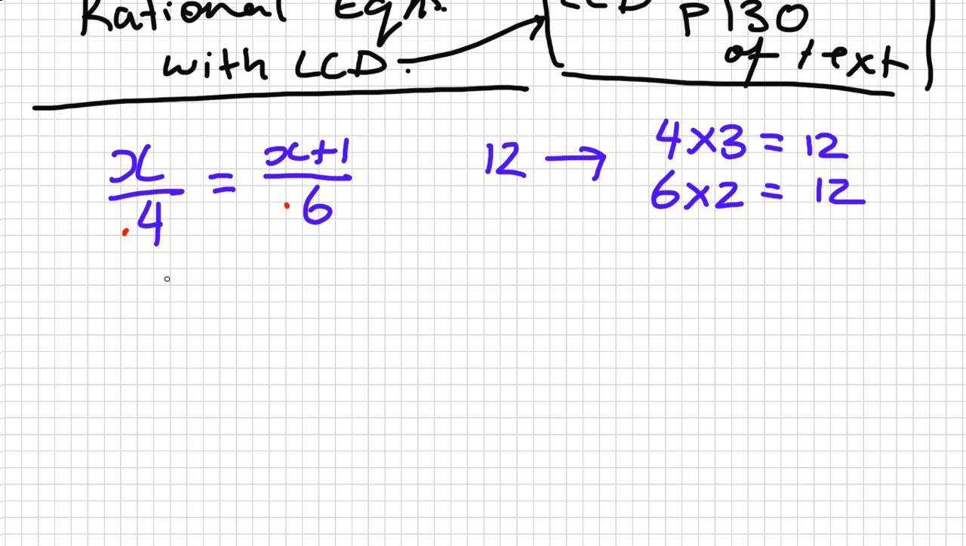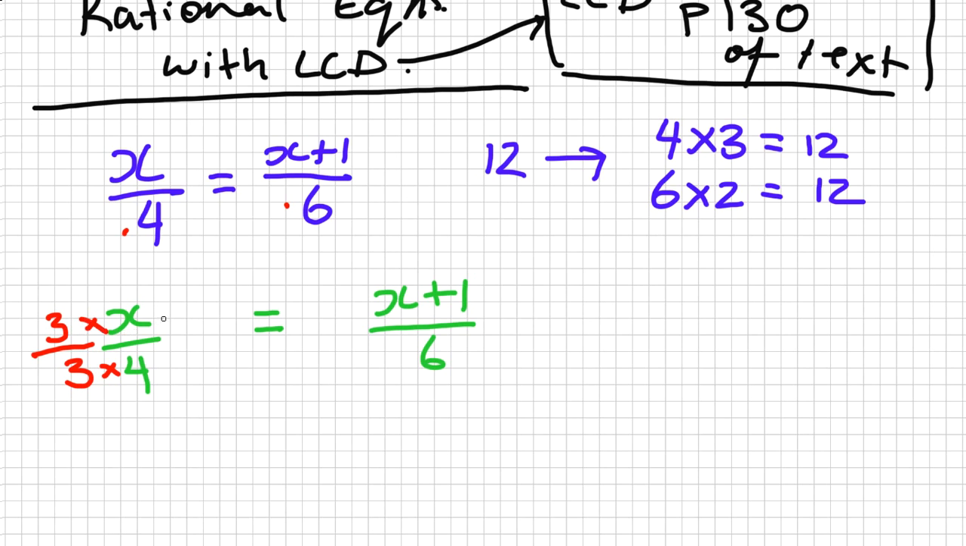So let's start with x over 4 equals, I'll just write this out in full for you, x plus 1 over 6. So we need to convert this 4 into a 12. How do we do that? Well, what we can do is look back here, we go 4 times 3 equals 12, so we have to times this bottom line by 3. When we do this, we have to times the top by the same one.